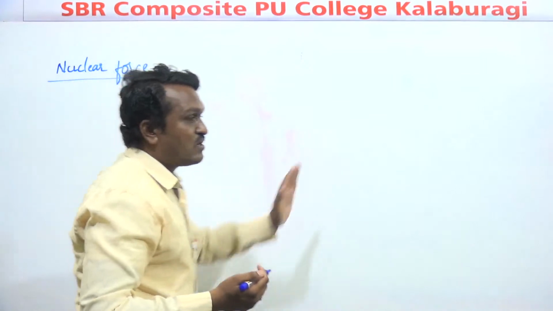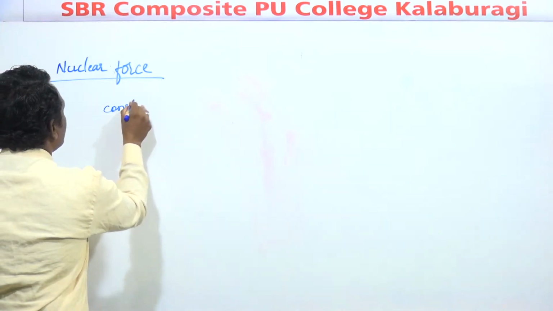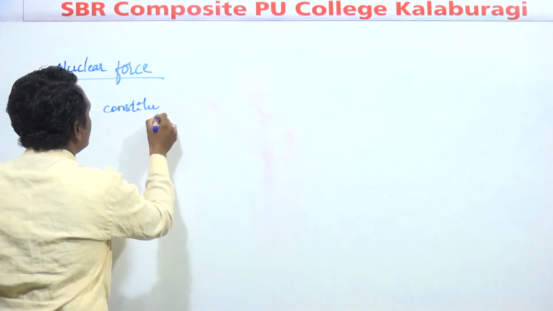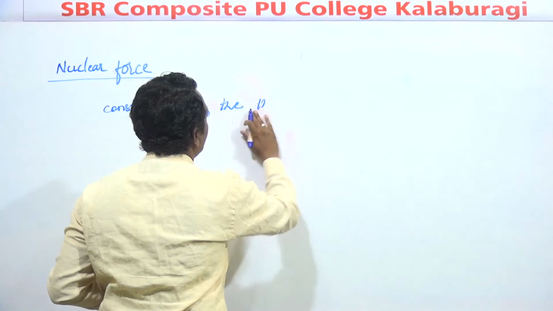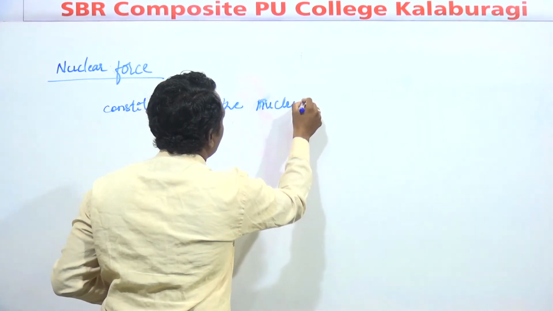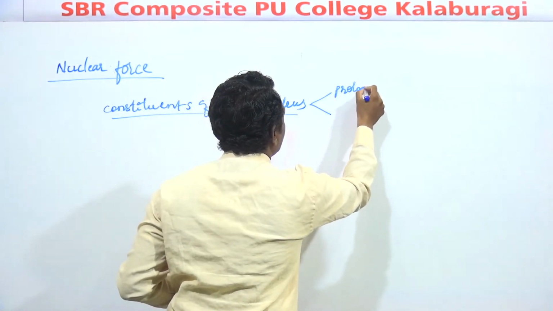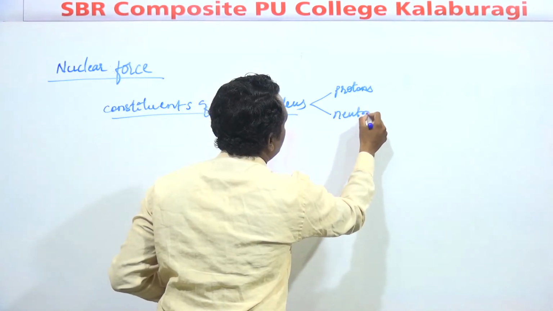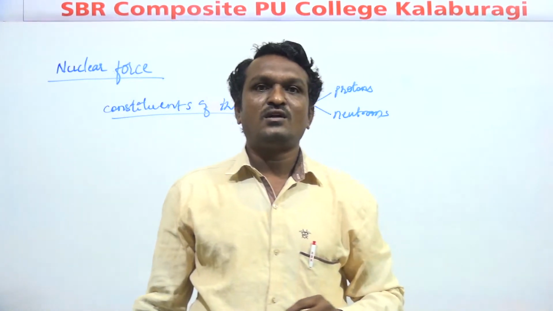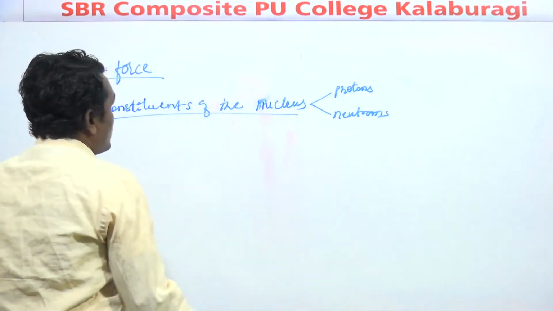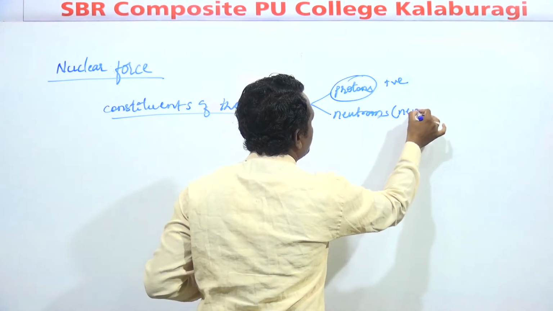You know the constituents of the nucleus. What are the constituents of the nucleus? That is protons and neutrons. As you know, protons are positively charged and neutrons are neutral.